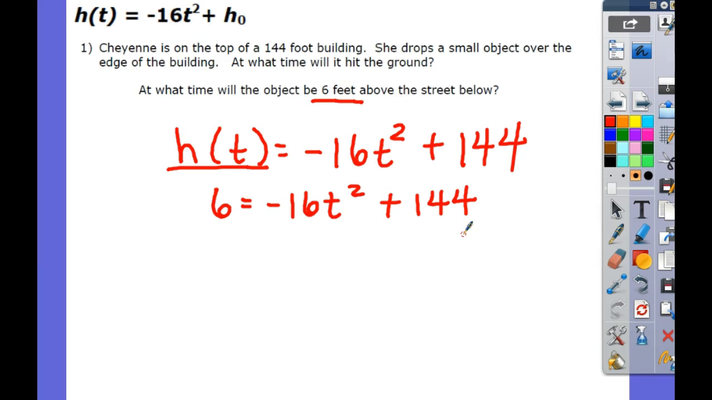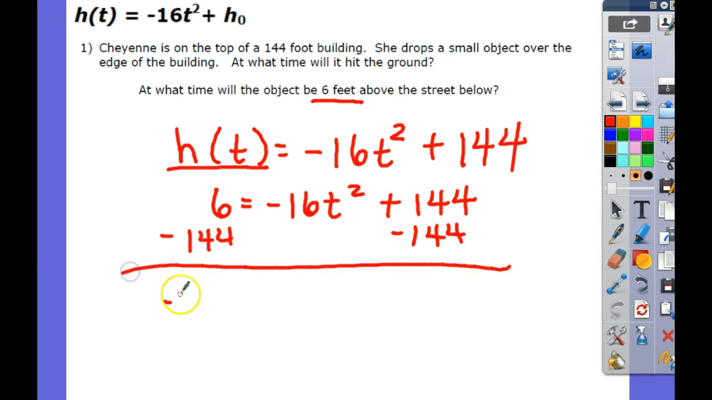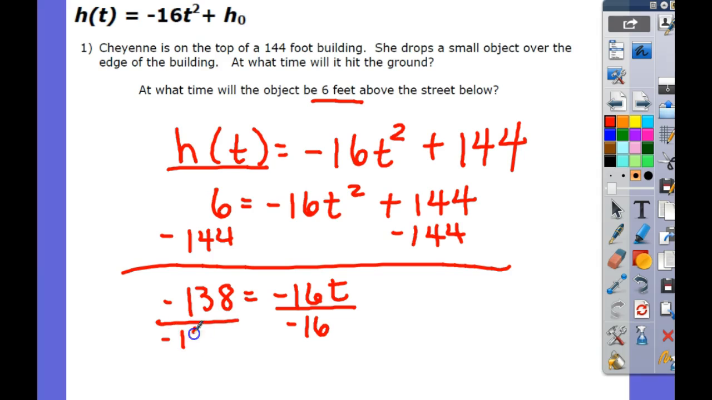Okay, so what do we do with the 144? What do we do with the negative 16? And so t squared is going to be equal to what number? 138 divided by 16.